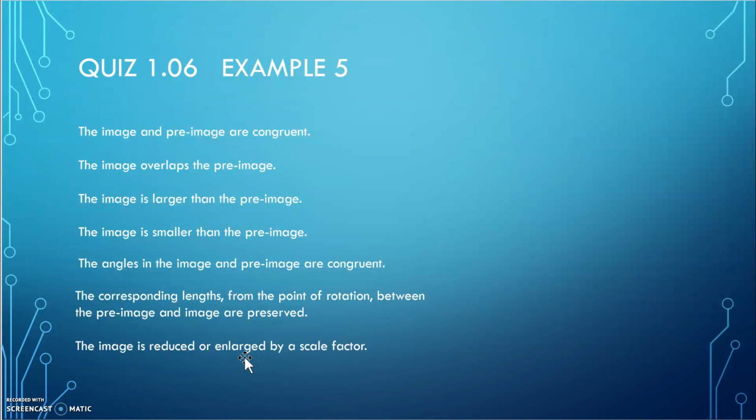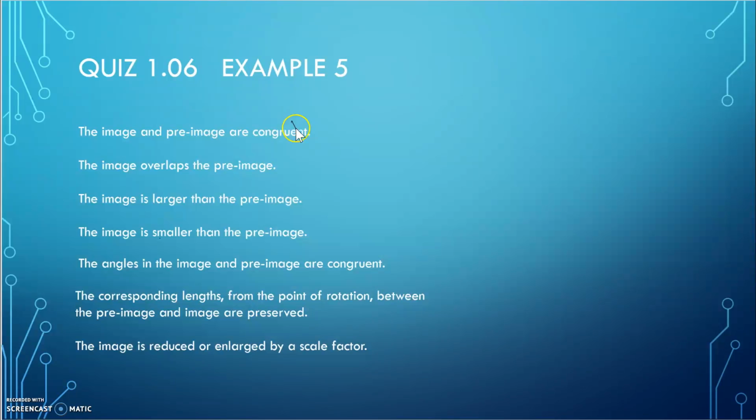All right, so we are going to look at these statements and see what transformations they are true for and always true for. Okay, so the first one says the image and the pre-image are congruent. So that means the image and the pre-image have the same size, sides, and same size angles.